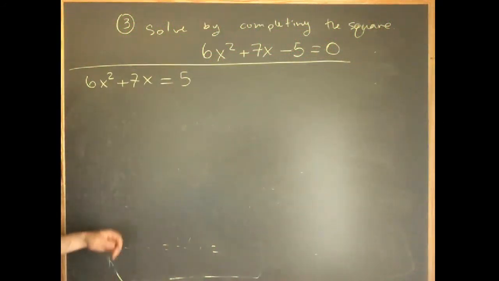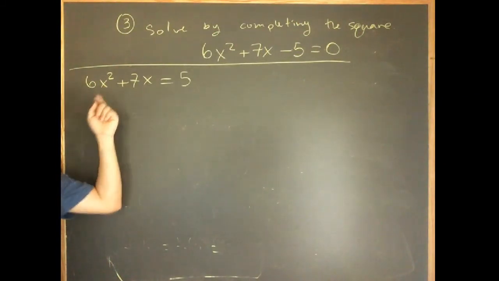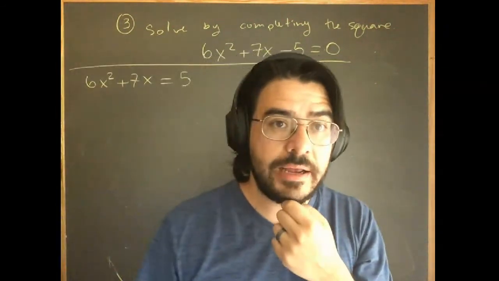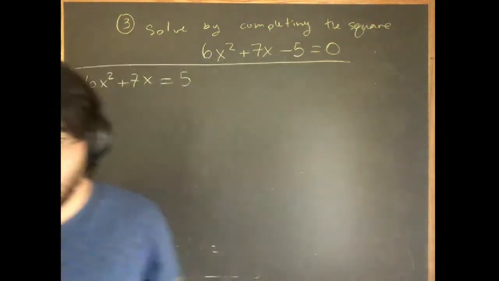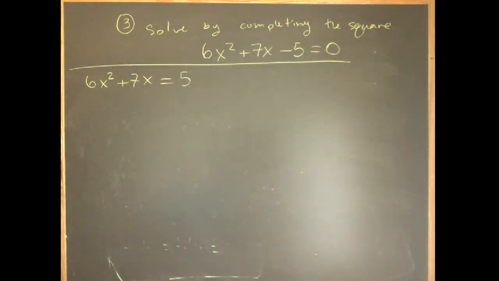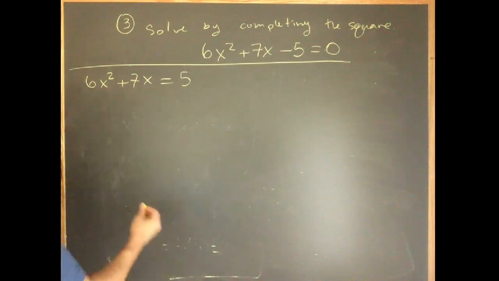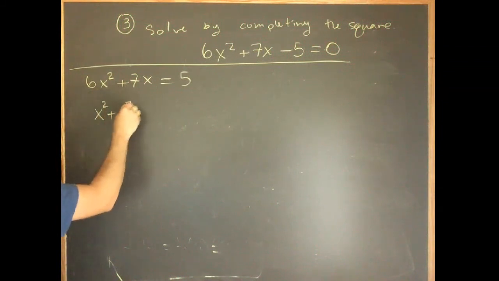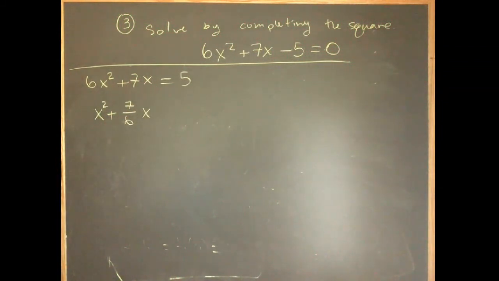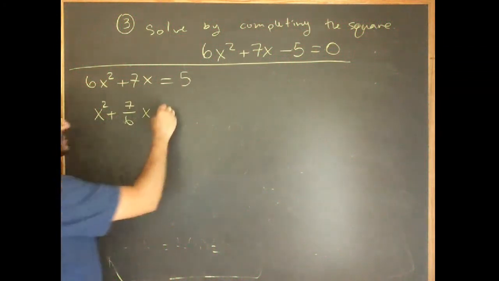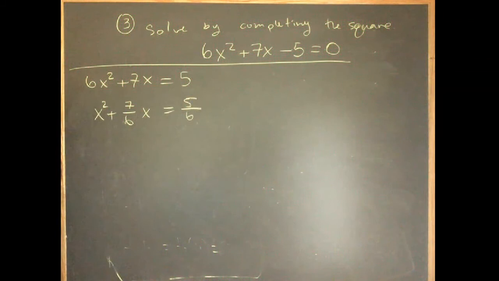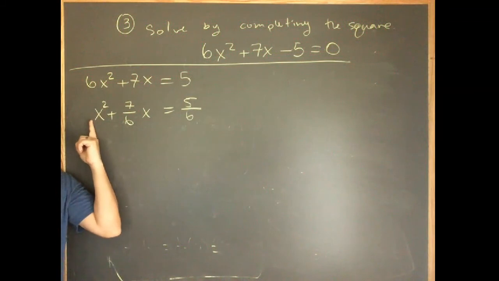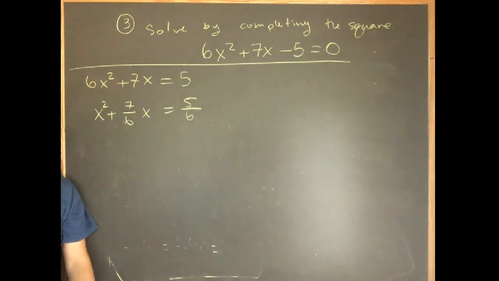Now, before we do anything, we need to make sure that what's next to the x squared is a 1. And we can do that by just dividing by whatever's next to the x squared. And in this case, that's 6. So we're going to end up with a bunch of fractions now. So x squared, I divide by 6 here, and I just get x squared. This one, I get 7 over 6 times x. And then on the right-hand side, 5 divided by 6, you can just write it as 5 over 6. So I divided by the 6 to make sure that this is now a 1. Okay, so we've completed the first step in that algorithm.